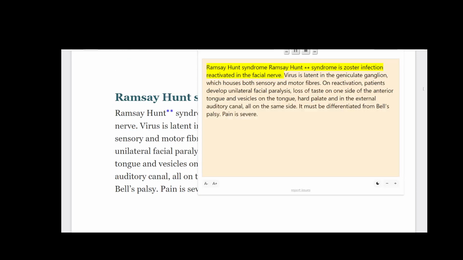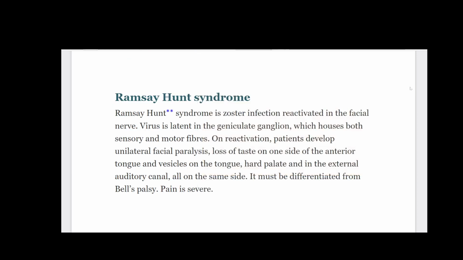Ramsay Hunt syndrome is zoster infection reactivated in the facial nerve. The virus is latent in the geniculate ganglion, which houses both sensory and motor fibers. On reactivation, patients develop unilateral facial paralysis, loss of taste on one side of the anterior tongue, and vesicles on the tongue, hard palate and in the external auditory canal, all on the same side. It must be differentiated from Bell's palsy.